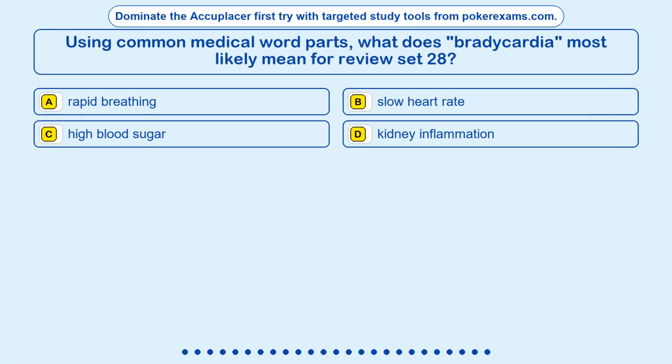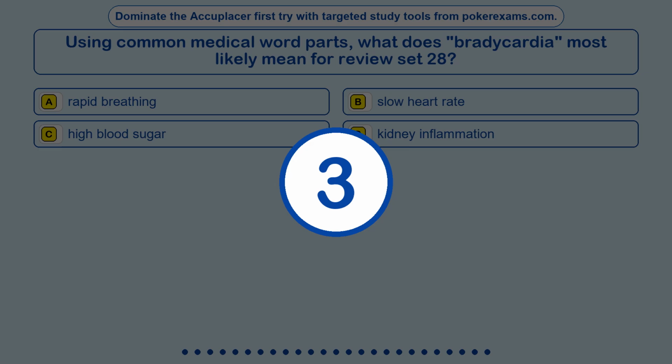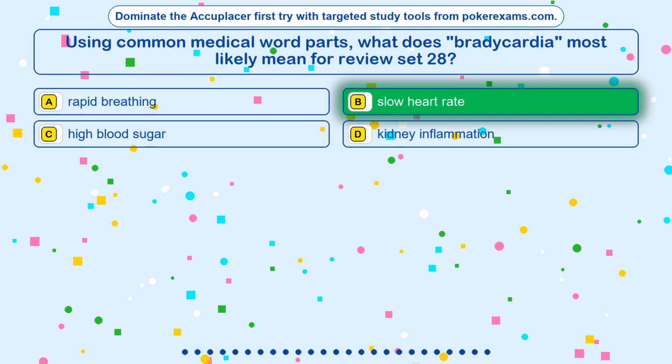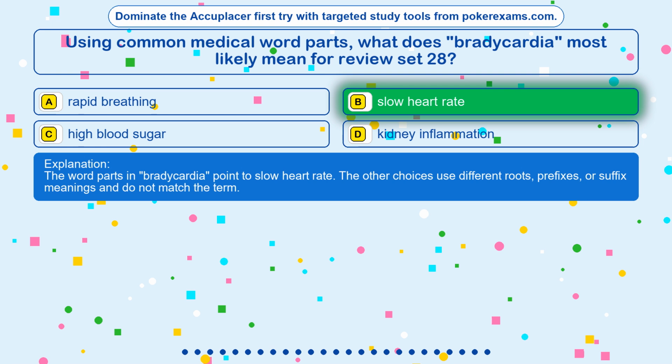Question 23. Using common medical word parts, what does bradycardia most likely mean for review set 28? Option A, rapid breathing. Option B, slow heart rate. Option C, high blood sugar. Option D, kidney inflammation. The correct answer is option B, slow heart rate. The word parts in bradycardia point to slow heart rate. The other choices use different roots, prefixes, or suffix meanings and do not match the term.